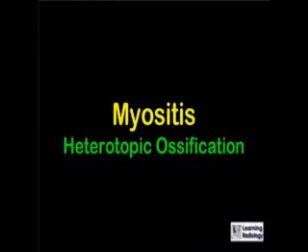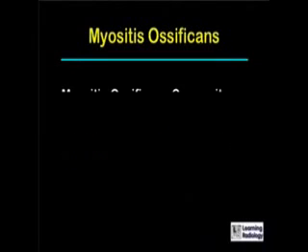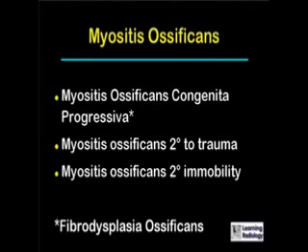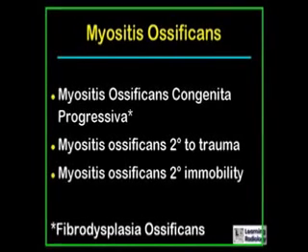Myositis, or heterotopic ossification, occurs in three forms. Myositis ossificans congenita progressiva, which is now more often called fibrodysplasia ossificans progressiva, myositis ossificans secondary to trauma, and myositis ossificans secondary to immobility, which is now more often called heterotopic ossification.